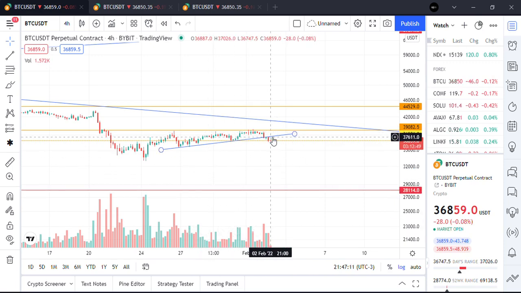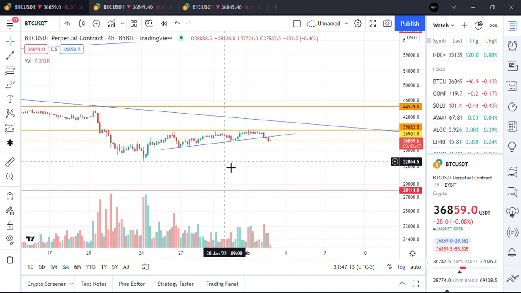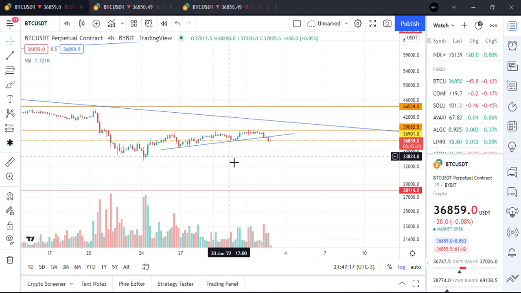If you're shorting this now, you can take profit at around this previous low, around this level. You can take a profit here, and it's very short profits.